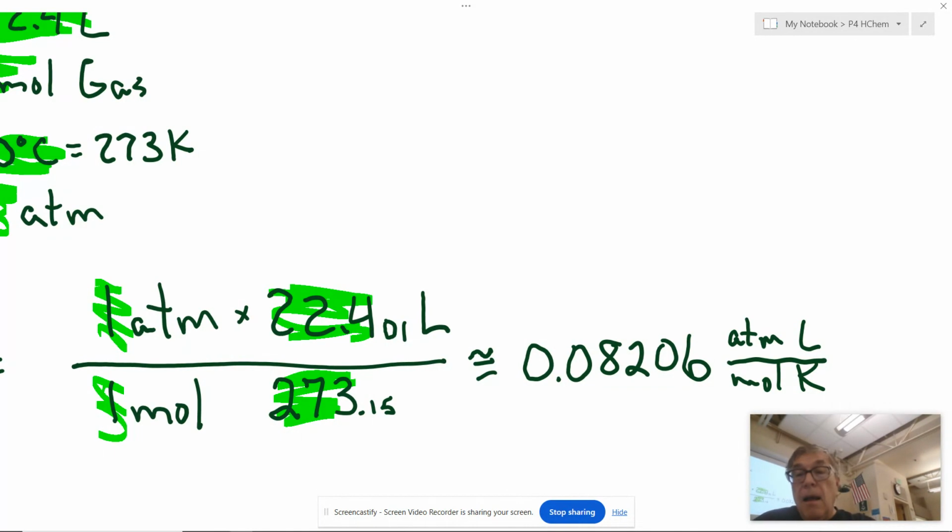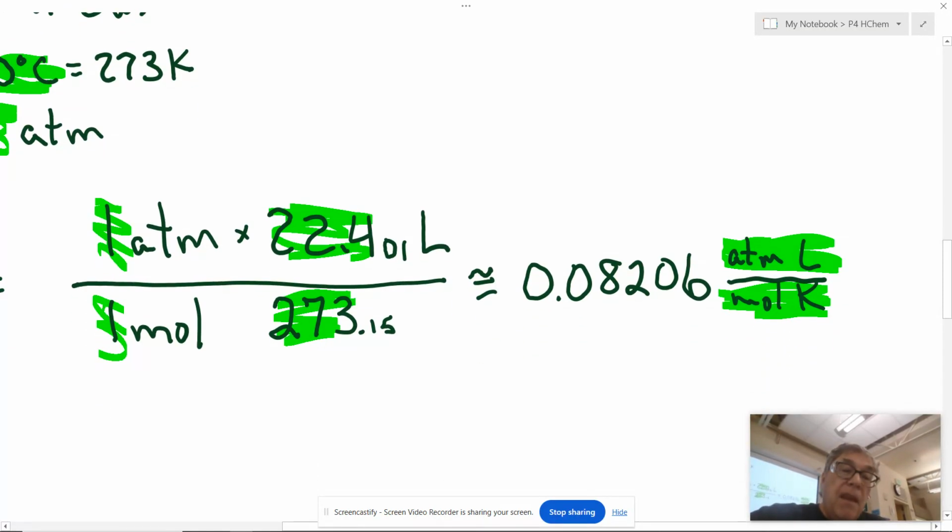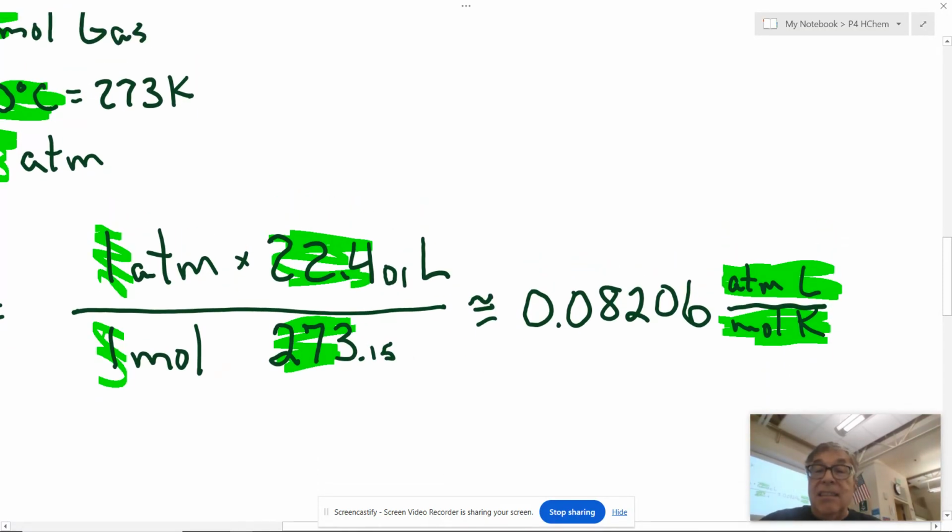Now, the units are atmospheres times liters divided by moles and divided by Kelvin. You're going to be writing that unit a lot. That's a derived unit for this thing that we call R, the ideal gas constant. Well, why is it a constant? Well, if you take gases and you don't make the pressure too high or the temperature too extremely low, they always follow this pattern.